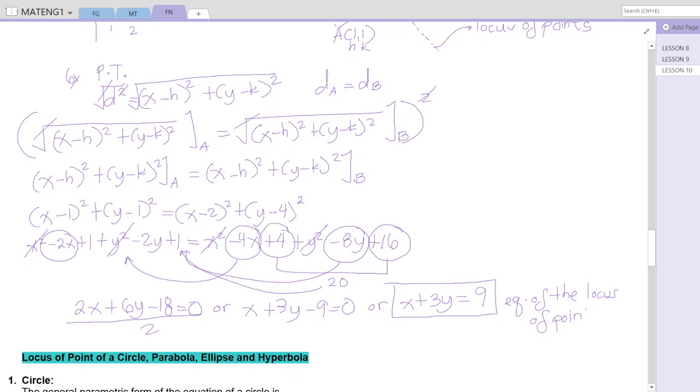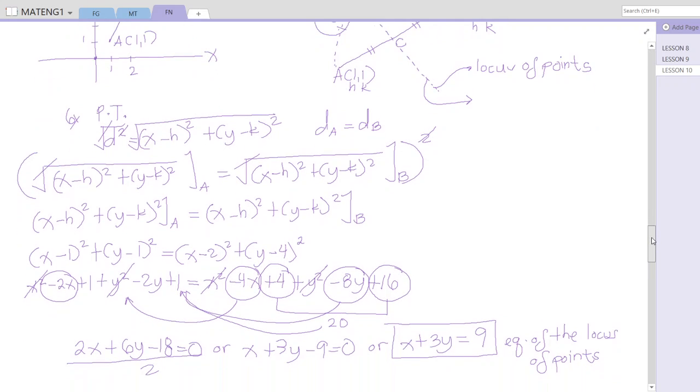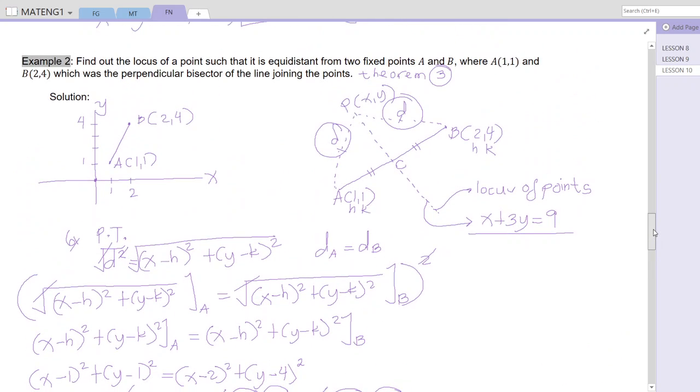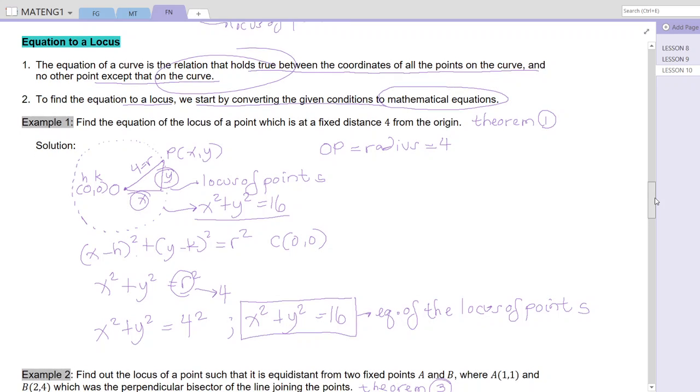Okay, so that already satisfies our drawing, since the locus of points there forms a line, so that is supposed to be a linear equation, that is, of degree 1. So the equation for the line is x plus 3y is equal to 9. So that is the equation of the locus of points of example number 2. Okay, so that ends the example on the equation to a locus.